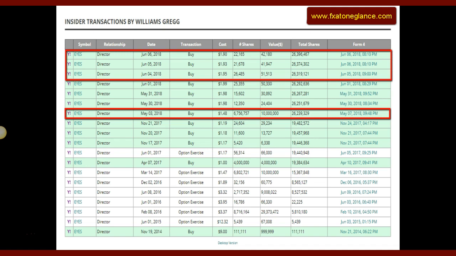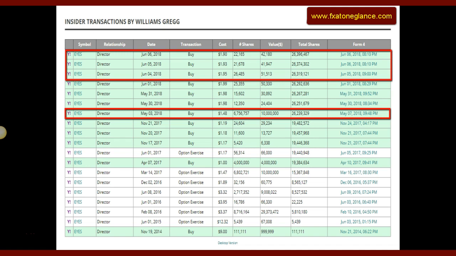I teach traders how to catch these insider transactions, which are vital because you want to see the ownership of a company purchasing their own stock. If they're not, then maybe it's not worth much. But if you see them purchasing their own stock, then it's probably worth something, and there's a possibility that the stock could rise.